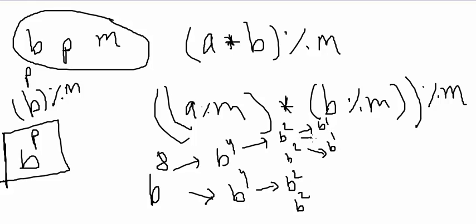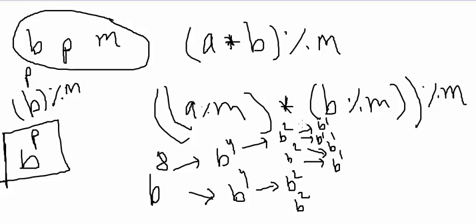I should have just gone with b to the power 2, I guess. It's getting large. I hope you get the point. We will keep dividing p by 2 until we get 0.